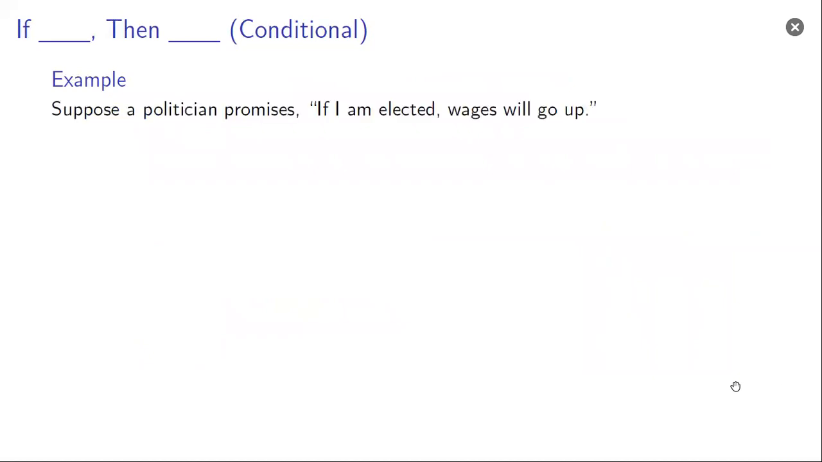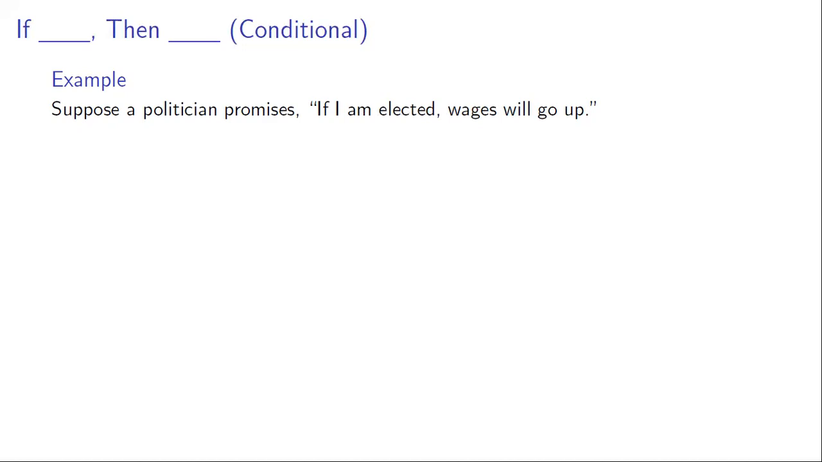Here's an example. Suppose a politician promises, if I'm elected, wages will go up. We could have put the word then in there, but in English, we often omit the word then. We just say if something, and then the consequence of that. We could put it in. We could say, if I'm elected, then wages will go up.